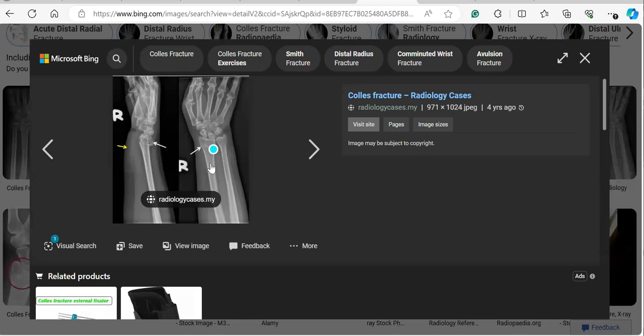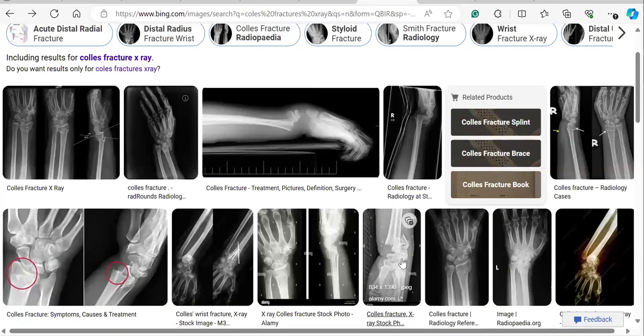And if you see something like this, that's also a Colles fracture, because this is minimally displaced. You can't see the displacement sometimes on the AP view. So if you do a lateral view, then you should be able to see the displacement much better, like this one.